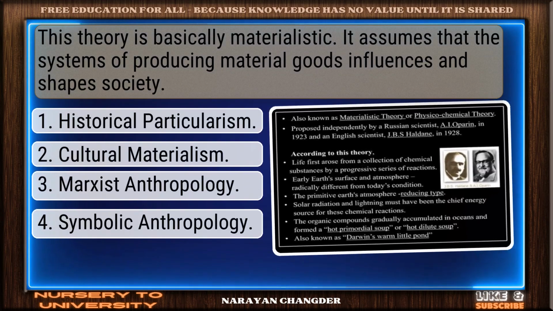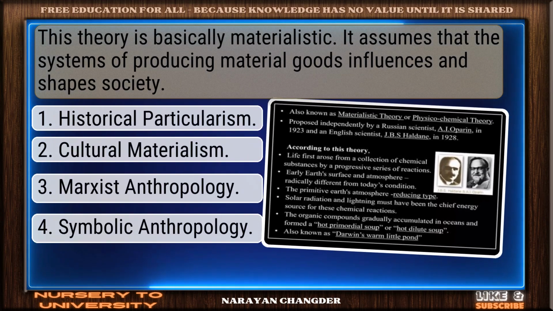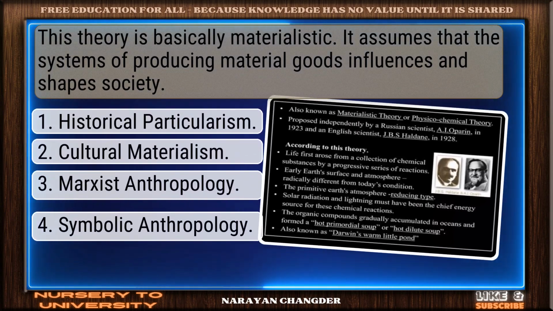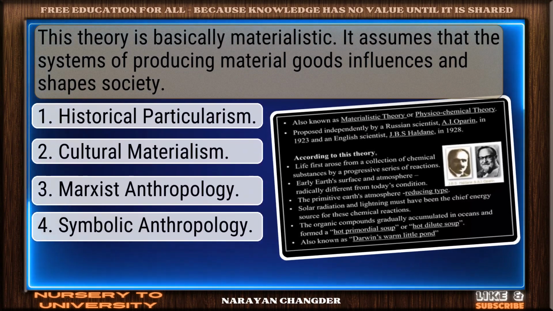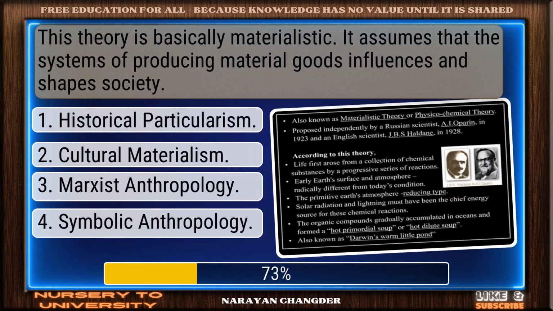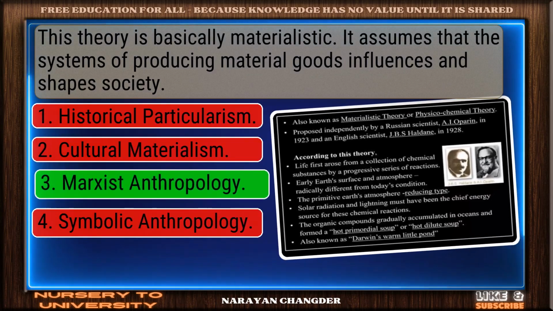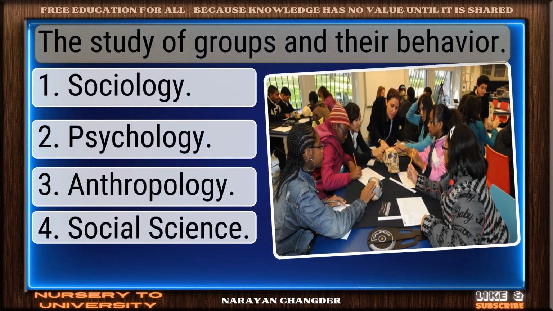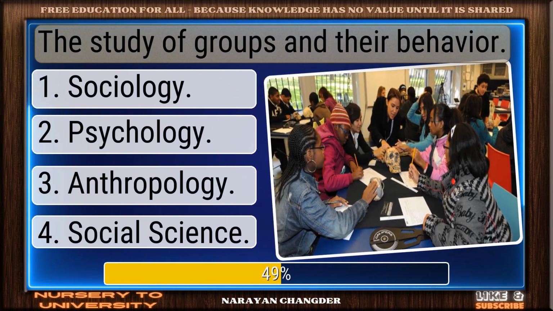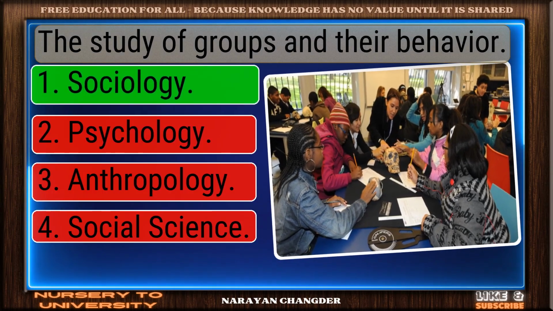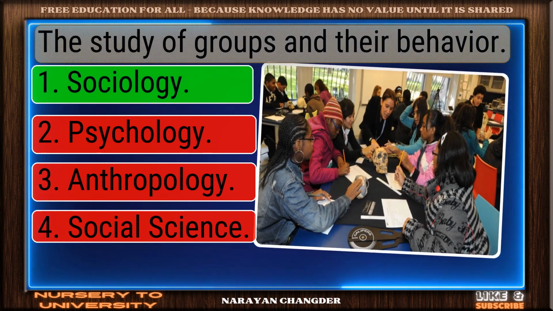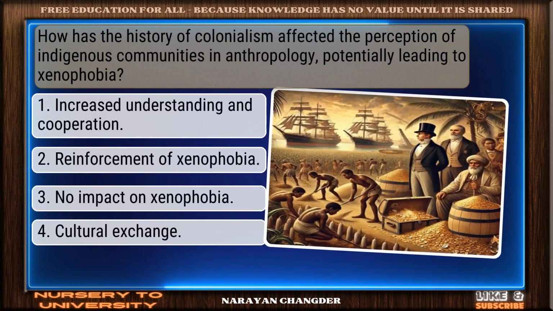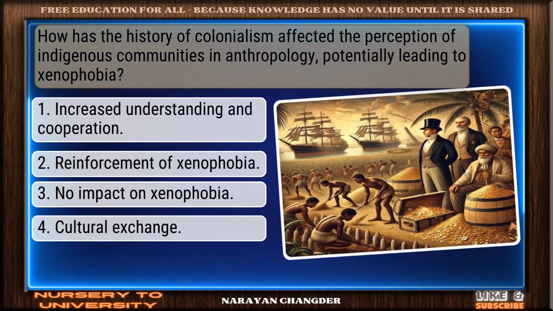This theory is basically materialistic. It assumes that the systems of producing material goods influence and shape society. Bravo. Marxist anthropology is the answer. The study of groups and their behavior. Exactly. Sociology makes sense. How has the history of colonialism affected the perception of indigenous communities in anthropology, potentially leading to xenophobia?